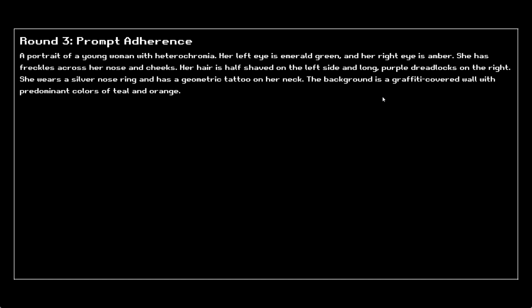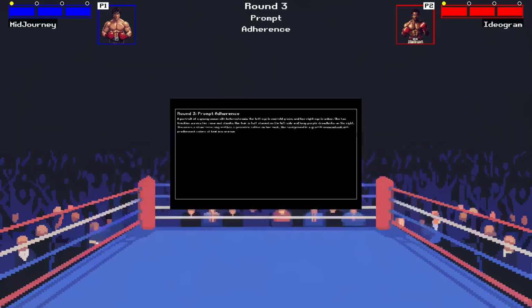A portrait of a young woman with heterochromia. Her left eye is emerald green and her right eye is amber. She has freckles across her nose and cheeks. Her hair is half shaved on the left side and long purple dreadlocks on the right. She wears a silver nose ring and has a geometric tattoo on her neck. The background is a graffiti covered wall with predominant colors of teal and orange.